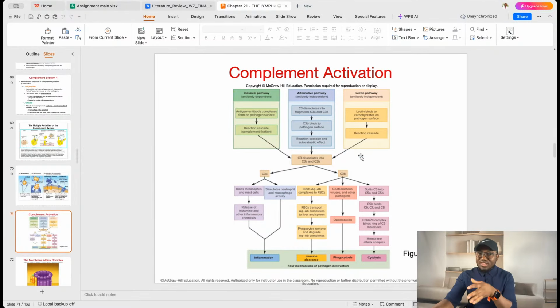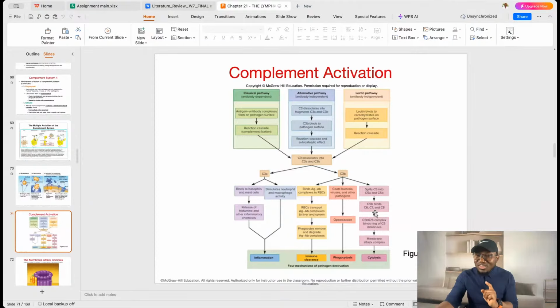You need to know these things. All right? This is how the complement system works. This is the classical pathway. This is the alternate pathway. And this is the lectin pathway. All of them get down to activating C3a and C3b. Check it out. So C3a, this is the pathway. C3a causes inflammation if they ask you. While C3b causes immune clearance, phagocytosis, and cytolysis. Check it out.